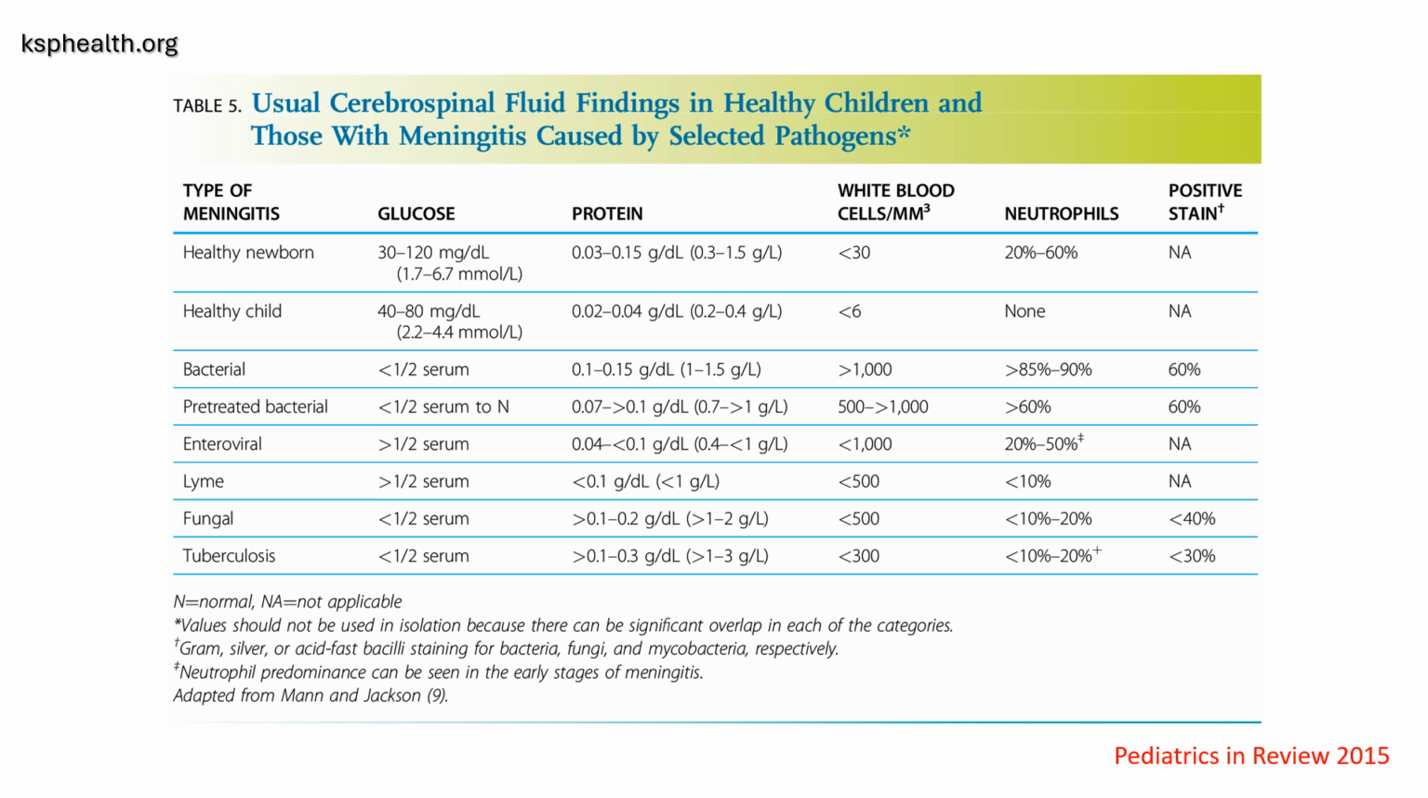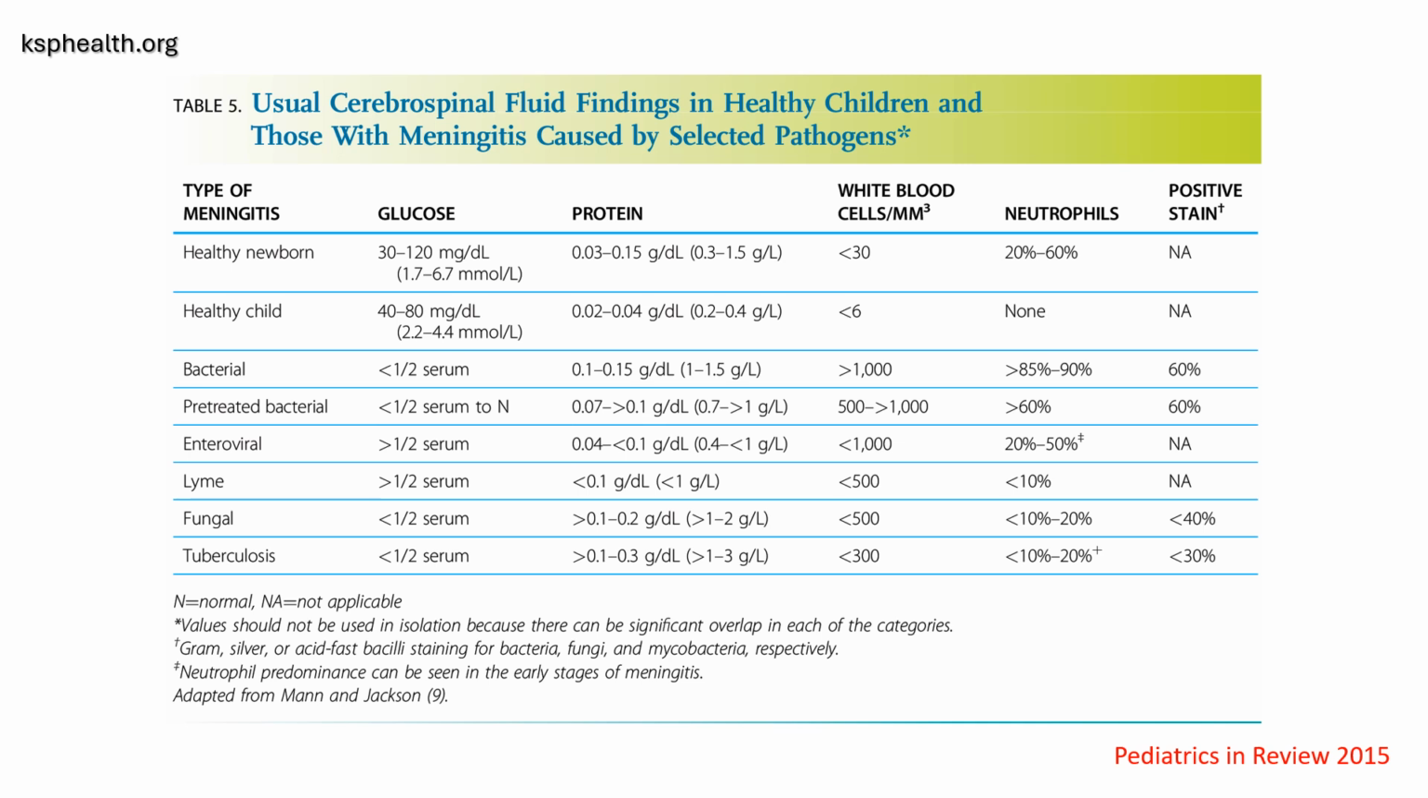In those patients, the CSF glucose will still be less than half of the serum glucose. White cell count can be 700 to 1,000, predominantly neutrophils, and the gram stain positive. That will not change.